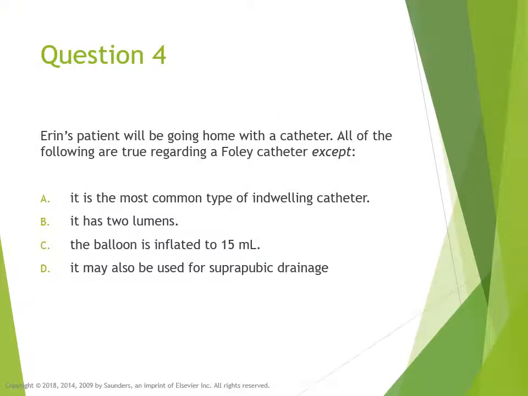Question number 4. Aaron's patient will be going home today with a catheter. All of the following are true regarding a Foley catheter except A, it is the most common type of indwelling catheter. B, it has 2 lumens. C, the balloon is inflated to 15 mL. Or D, it may be used for suprapubic drainage.